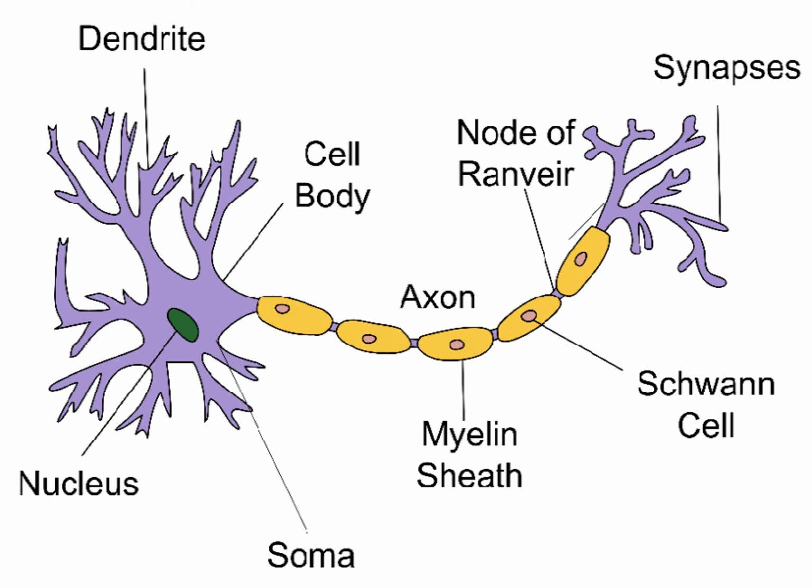First, the dendrites. These are the tree-like branches on the left. Dendrites are the information receivers. They gather electrical signals from other neurons and channel them into the center of the neuron.